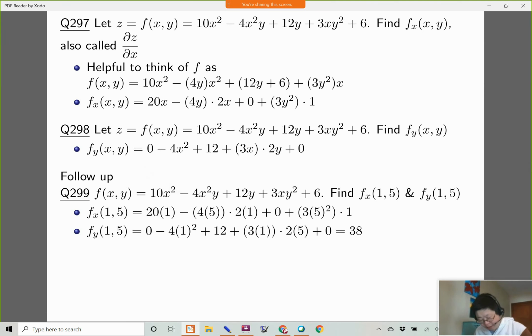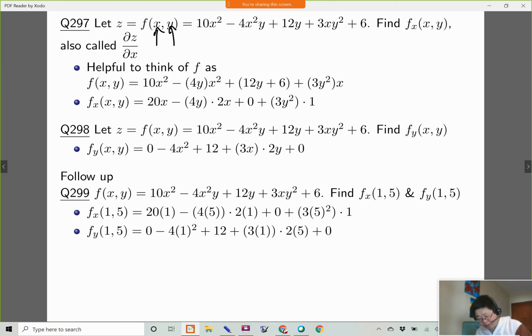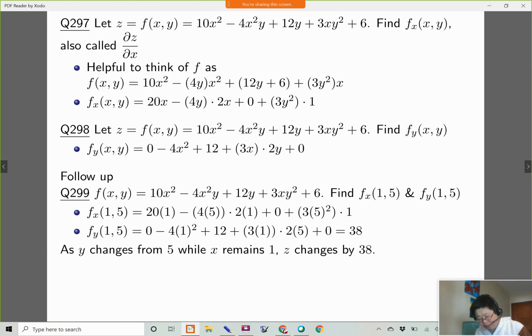Regarding this follow-up question, let me comment on what it is trying to do. Not that I would expect a number like this to ever be simplified, I did have this 38, so I can talk about what it is about. This is trying to say that if y changes from 5, so y starts at 5, and the y value is going to grow, but the x value remains 1, we're not changing it, then z, the output, changes by 38. So a 1 unit change in y starting at 5, y growing from 5 to 6, is going to make the z value, the output of this function, change by 38.